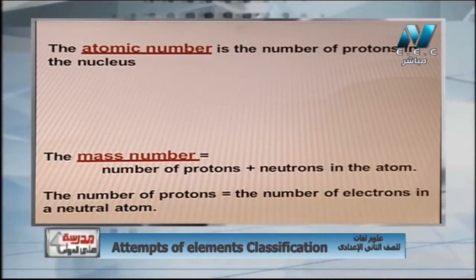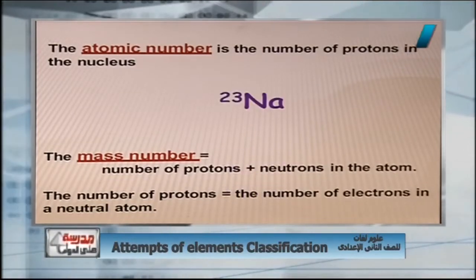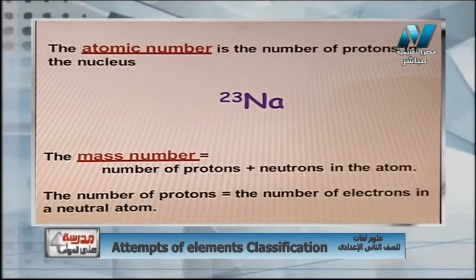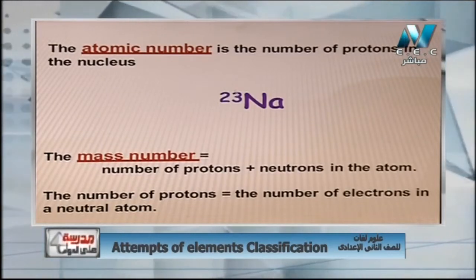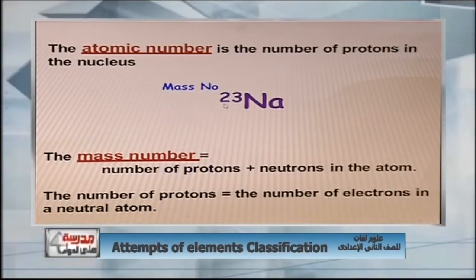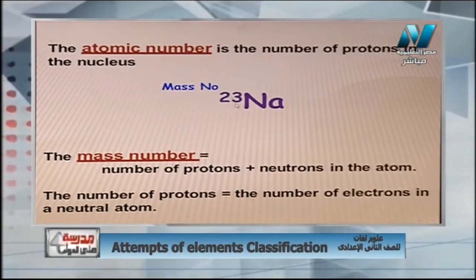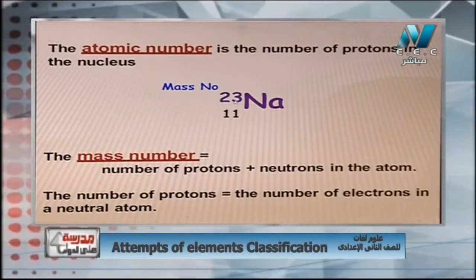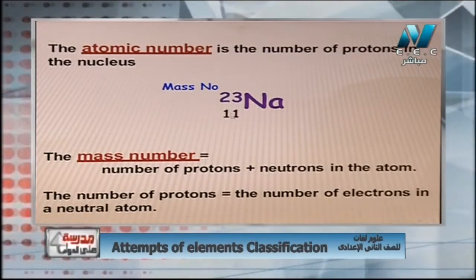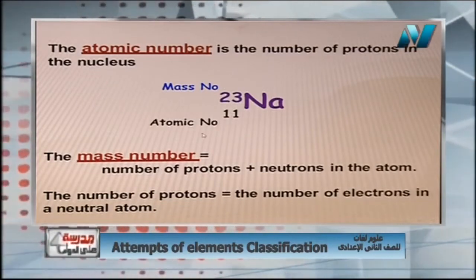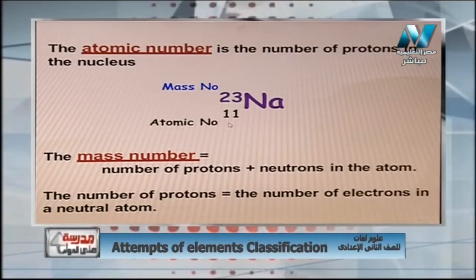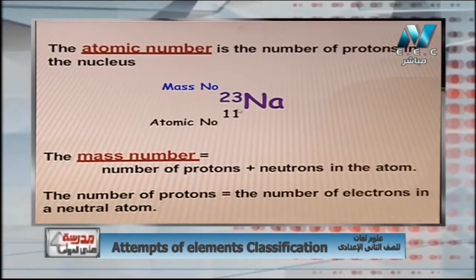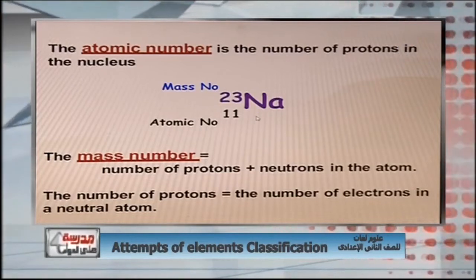This is an example, sodium 23. The number which is written above the symbol, this one, 23, what does it represent? The mass number. So the mass number is the largest number which is written above the symbol. 11, this is the atomic number of sodium, so the atomic number is the number of protons. Okay, this is about the structure of the atom.